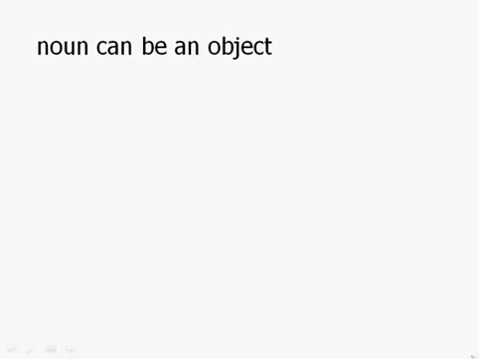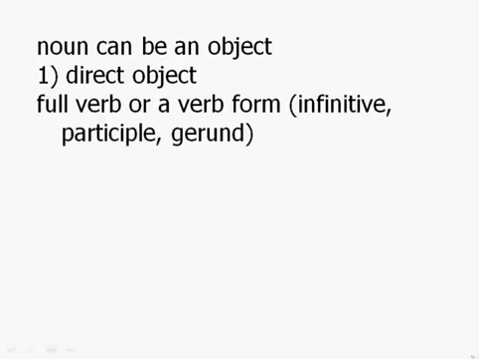Now, of course, a noun or a pronoun can also be an object. What are the kinds of objects? Well, first of all, it can be a direct object. Whenever you buy something, sell something, borrow something, steal something, these are direct objects. The action of the verb is acting on this object. So a full verb can have a direct object, and what really makes things interesting is that all the verb forms, infinitives, participles, gerunds, we'll talk about all these in the unit on verb form, every one of these can have a direct object as well.